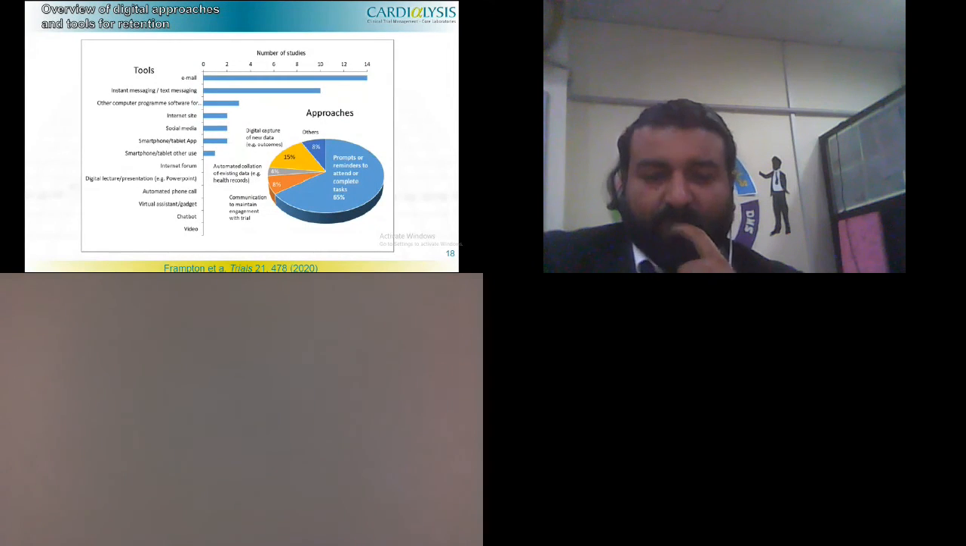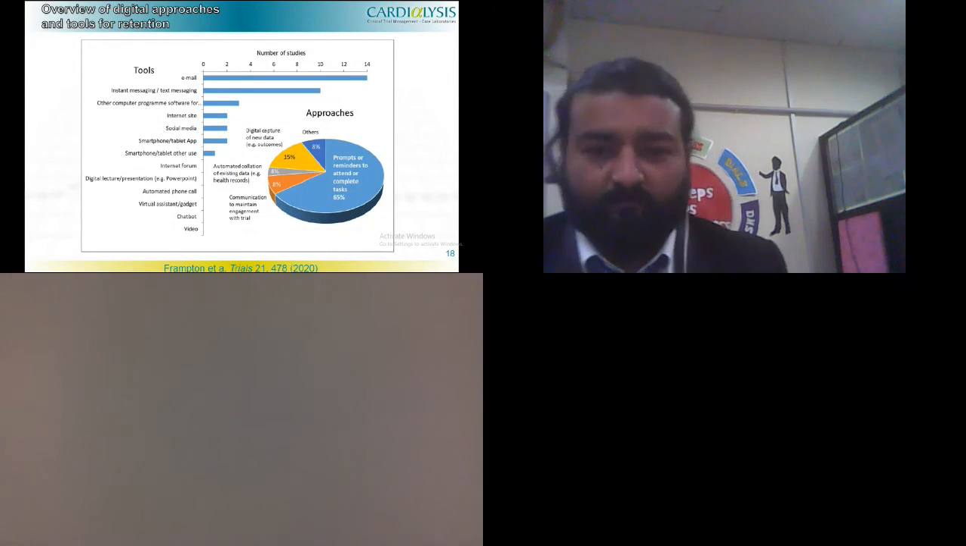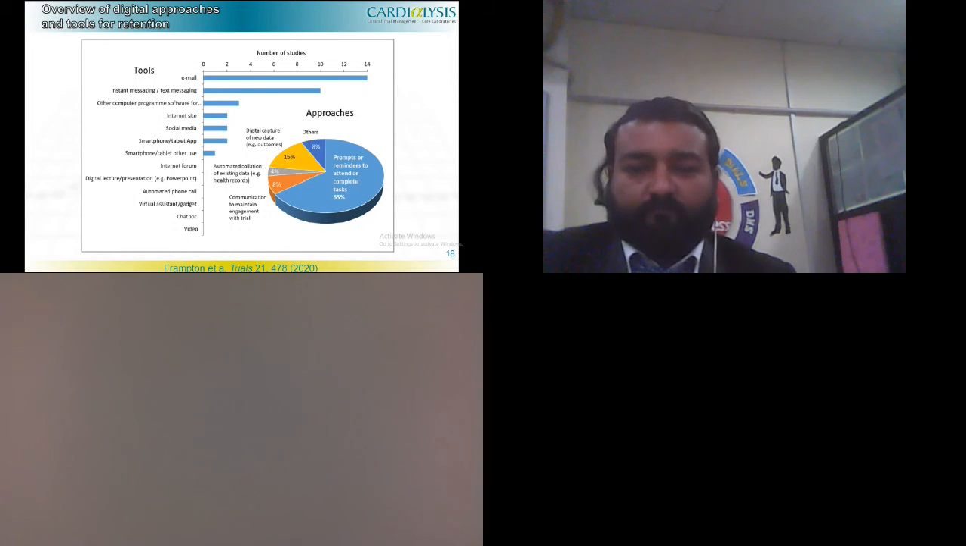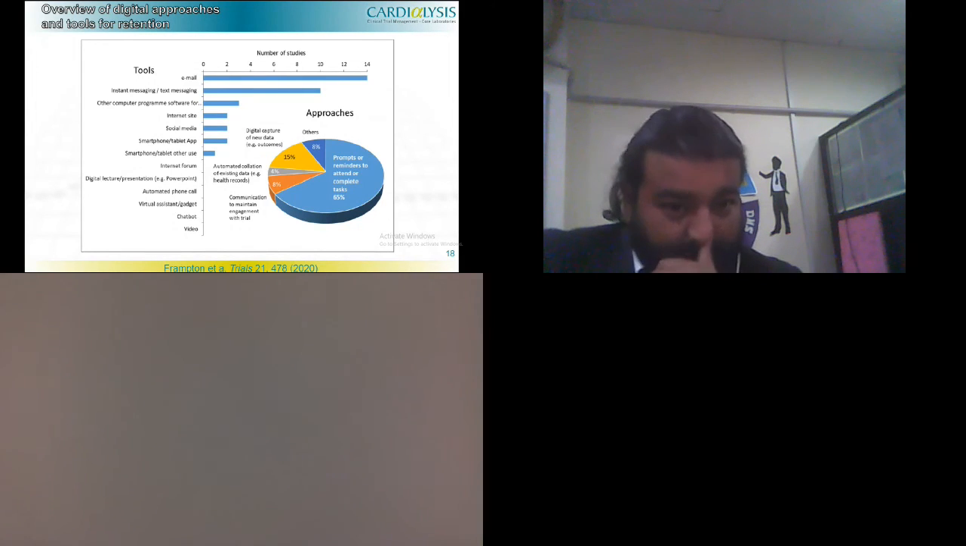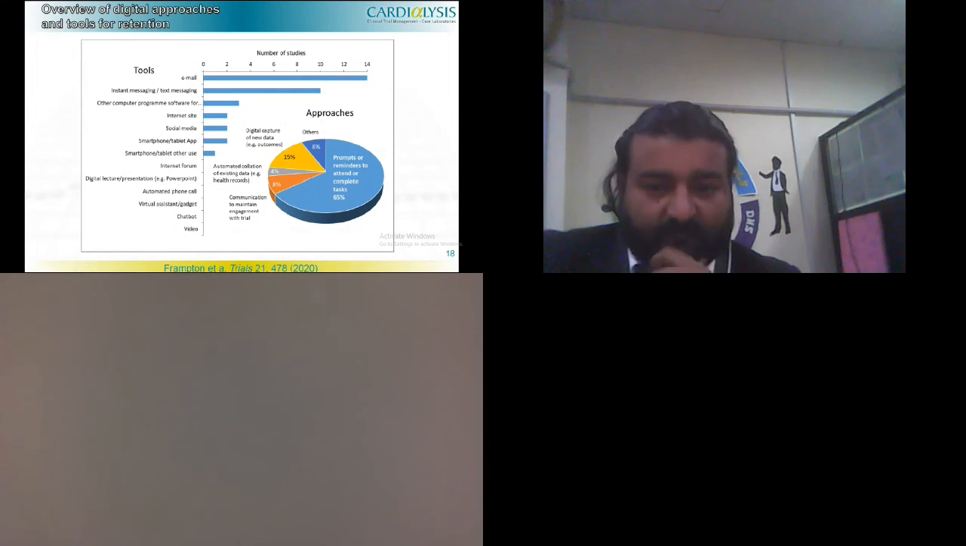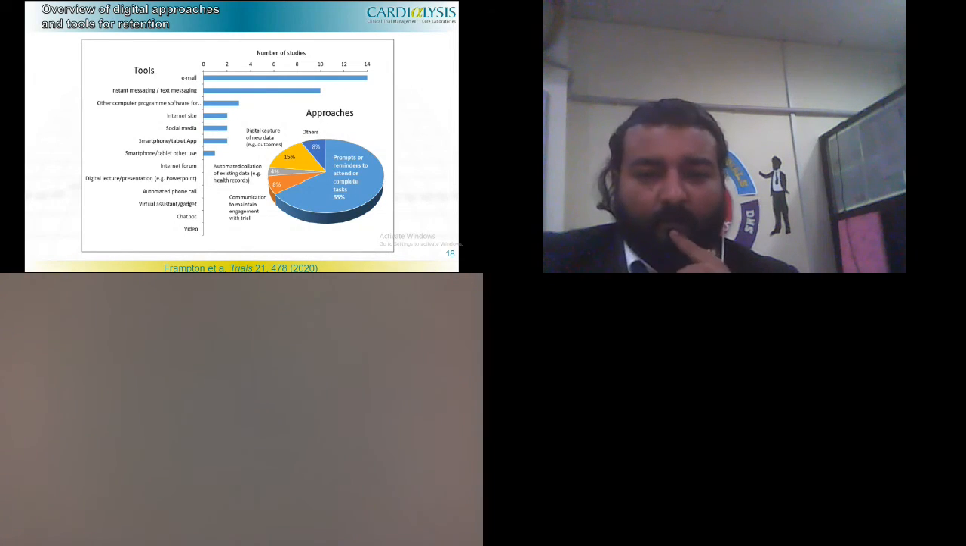And these are tools that have been used for retention. Email, instant messaging, text messaging, other computer program software. And these approaches are mainly used to prompt or remind to attend or complete tasks, or to attend visits. These have been also used for digital capture of new data, automation of existing data, and communication to maintain engagement with the trial.